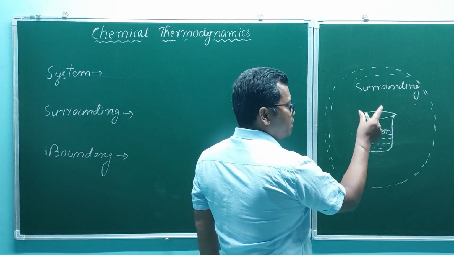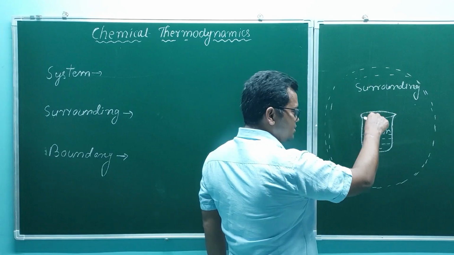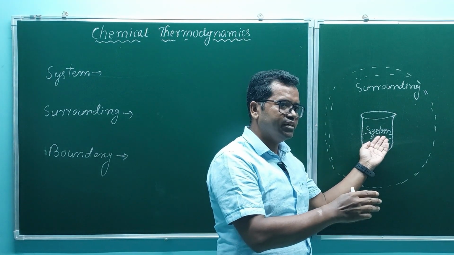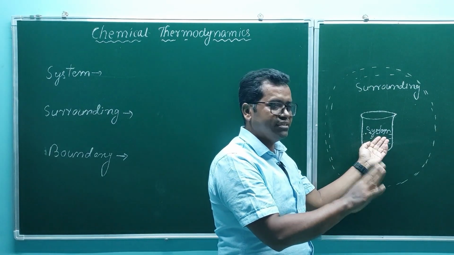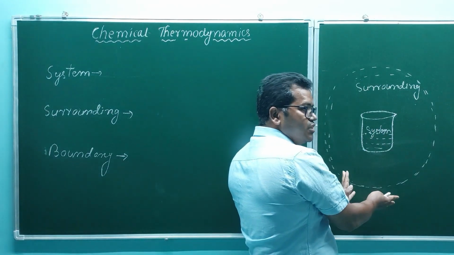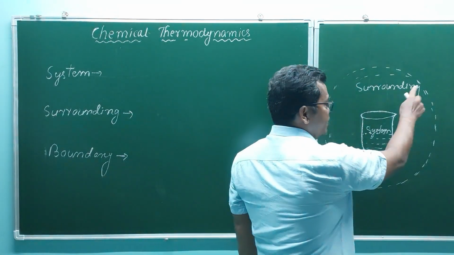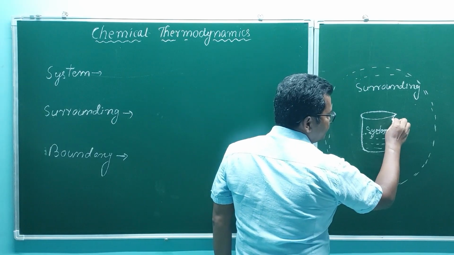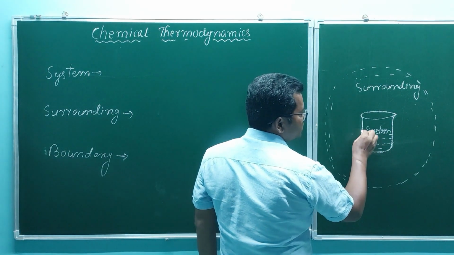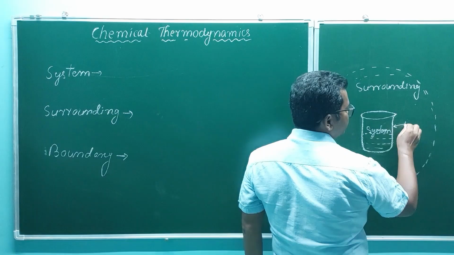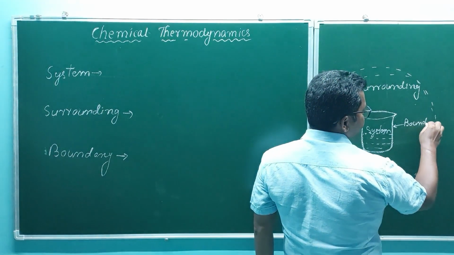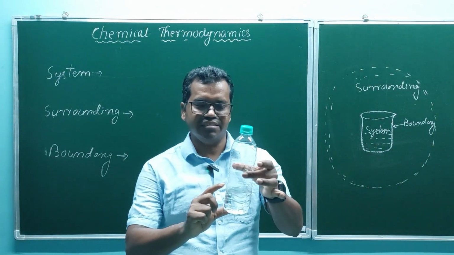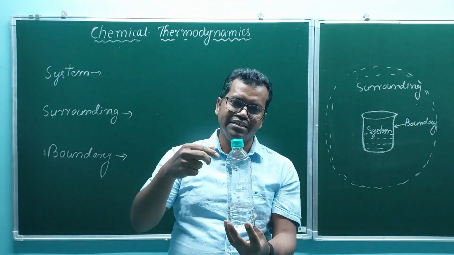So this beaker is a part of the universe where some chemical reaction is going on. That part of the universe where something is going on is called a system, and the remaining portion of the universe is called surrounding. Now between the system and the surrounding, there is a real or imaginary surface that is called our boundary.